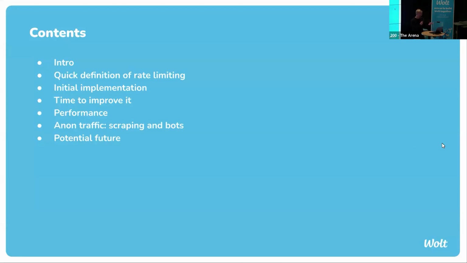Oh yeah, the contents. So we're gonna define what rate limiting is, just so that everybody's familiar before we dive in too deep. And we're gonna be looking at this initial implementation and how we improved attentive performance, and then some extra stuff at the end as well that I thought was interesting to share.